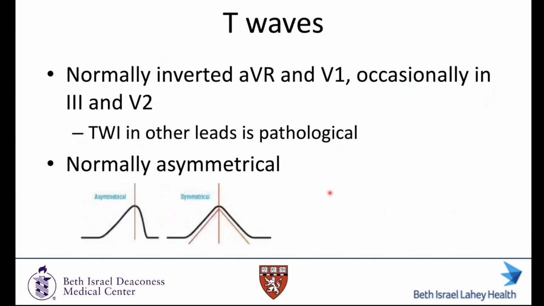And then just a brief thing on T waves. T waves are normally inverted in AVR and V1. They can also occasionally be inverted in V3 and V2. If you have T wave inversions in other leads, this is pathologic. And T waves are also normally asymmetrical, kind of like what's shown here. So if you're seeing symmetrical T wave changes, that's also likely to indicate some type of pathology.